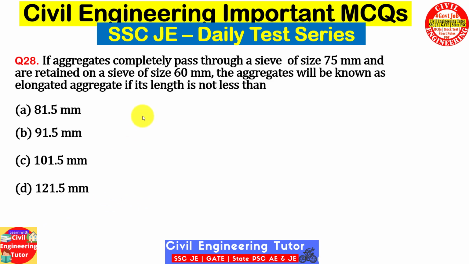If aggregates completely pass through a sieve of size 75 mm and are retained on a sieve of size 60 mm, the aggregates will be known as elongated aggregate if its length is not less than. Here 4 options are given. First, you have to understand what is elongated aggregate, as well as what is flaky aggregate. There are two kinds of aggregate based on their shape. Elongated aggregate is that aggregate whose maximum or larger dimension is more than 1.8 times the mean dimension. Here the mean dimension comes from the two sieve sizes, one through which it passed and one on which it is retained.